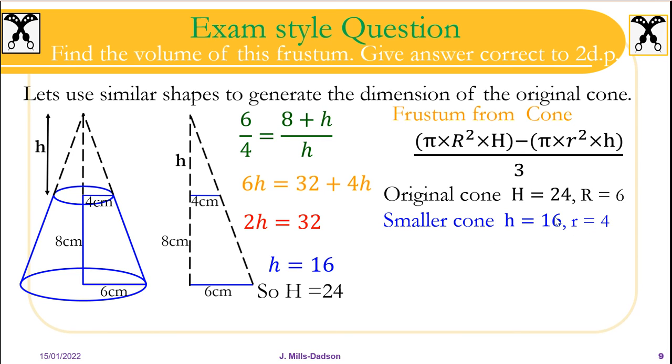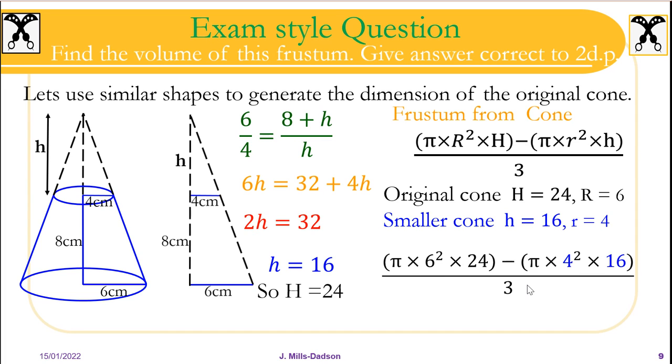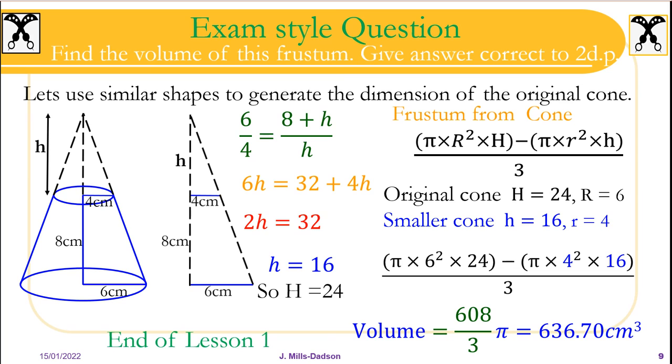You just substitute into the formula, and you pick your calculator, key in exactly what you see on the screen, and you will get the answer as 36.70 cm cubed. So that brings us to the end of lesson 1. Watch out for lesson 2. We'll be talking about similar shapes in terms of volumes and areas.